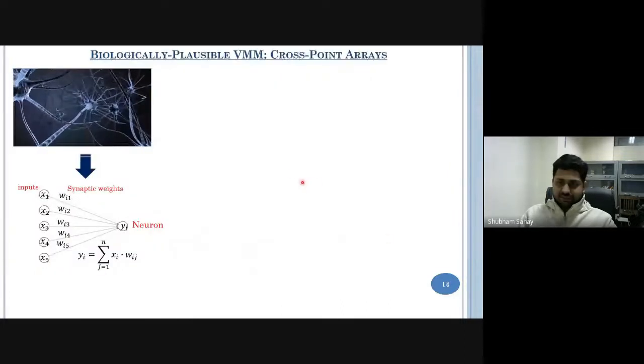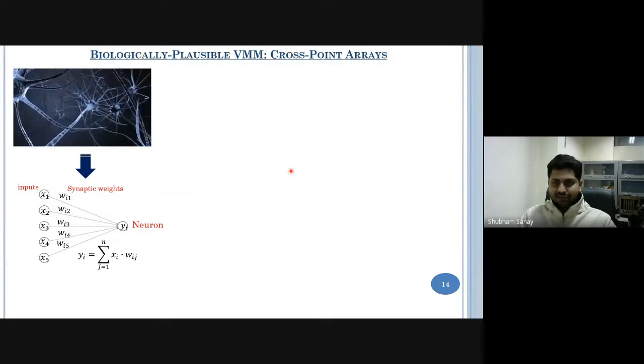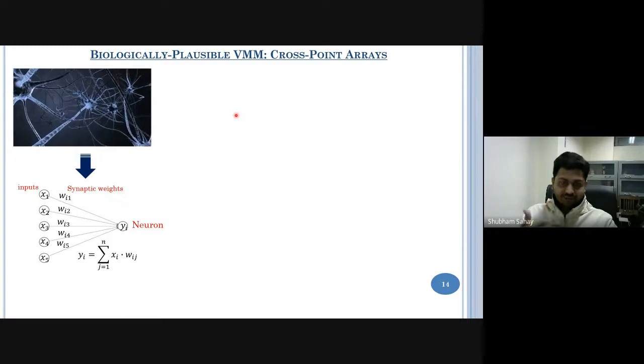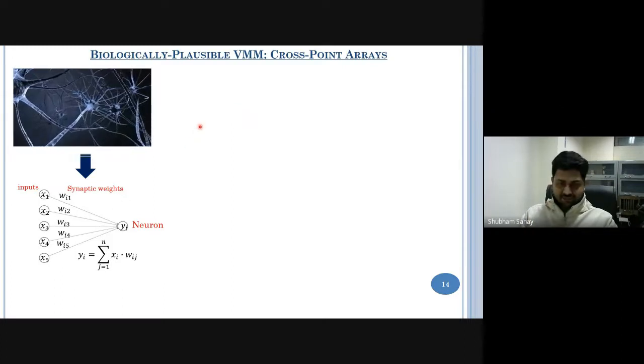Now, we talked about this entire system, that if we somehow accelerate this vector by matrix multiplication, we'll be able to accelerate everything. So how can we accelerate this vector by matrix multiplication and realize a non-Von Neumann computing system using our hardware? So it's very simple actually.